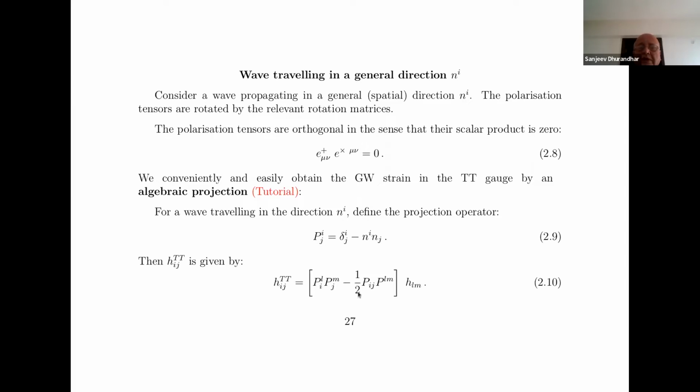P_li P_mj minus half P_ij P_ln. So this is basically subtracting out the trace. Okay, so this projects h_lm orthogonally to n, and then it subtracts out the trace. So that is basically what one can say with this operation, and you get the transverse traceless part of h_ij.